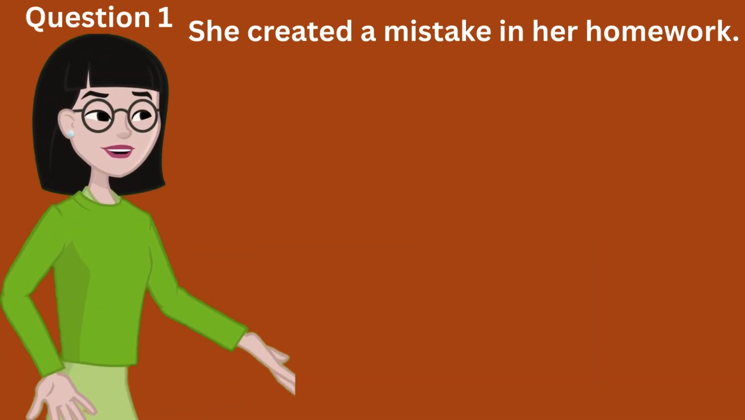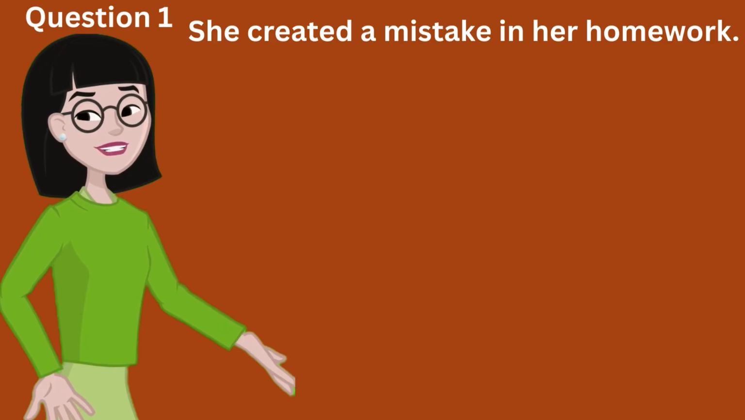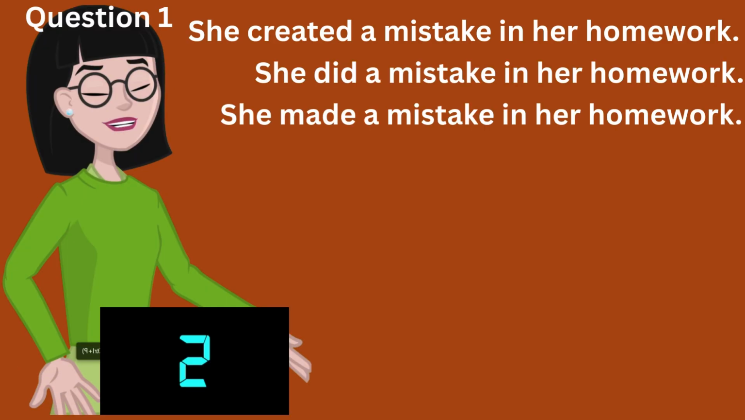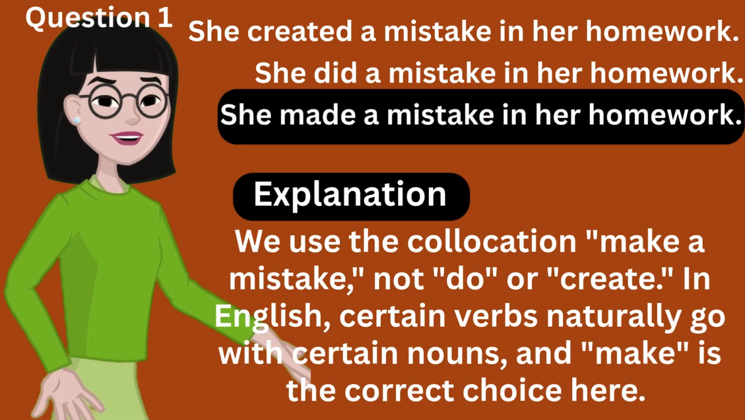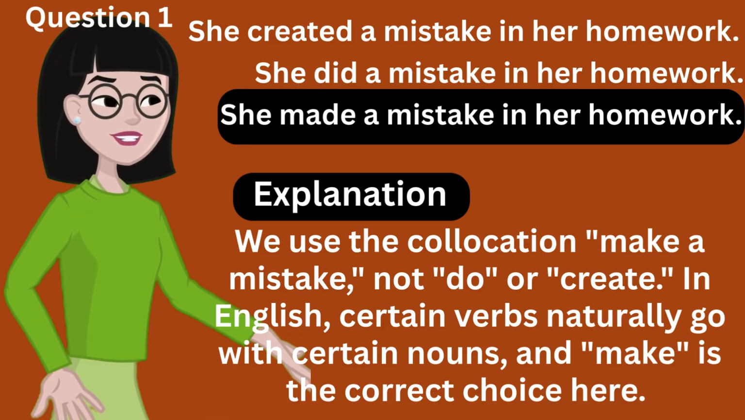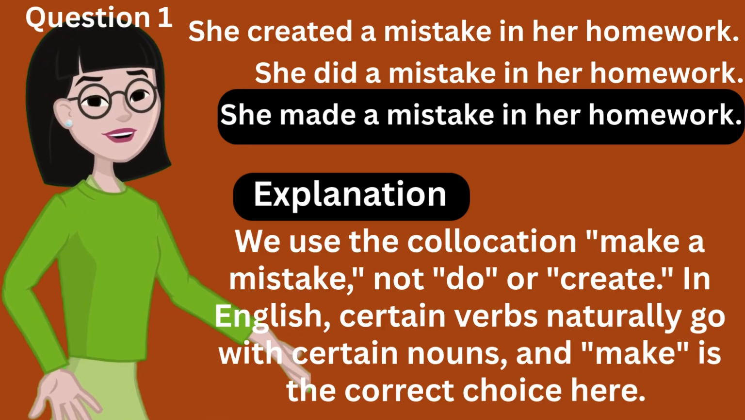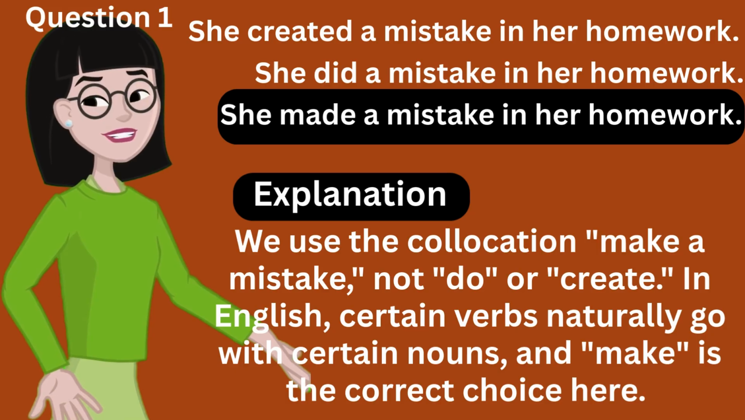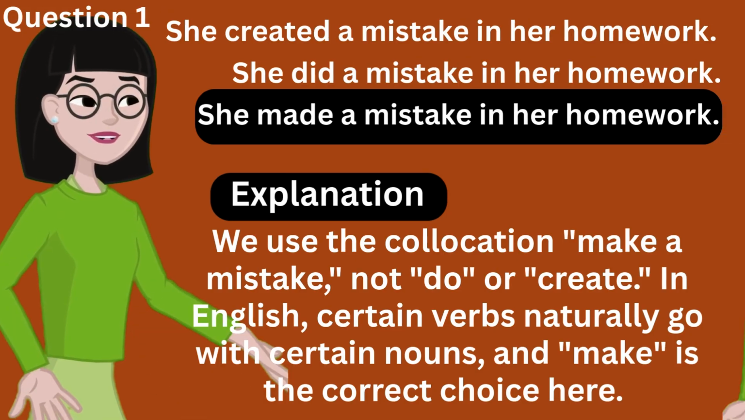Question 1. She created a mistake in her homework. She did a mistake in her homework. She made a mistake in her homework. We use the collocation make a mistake, not do or create. In English, certain verbs naturally go with certain nouns, and make is the correct choice here. The answer is she made a mistake in her homework.